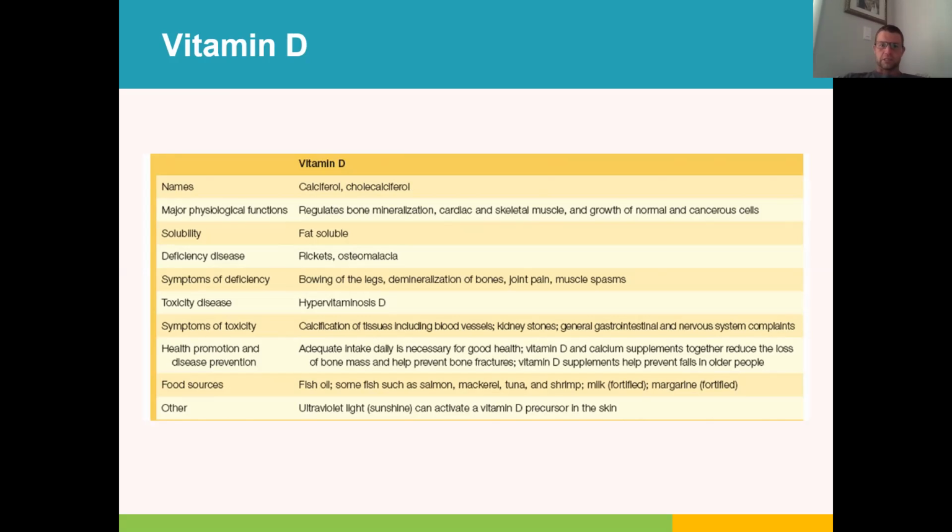Food sources: fish oil, some fish such as salmon, mackerel, tuna, shrimp, fortified milk; margarine also is fortified with it. We also get it from the sun, right? So living in South Florida, go out, get you some sunshine, right? You don't have to be out there so long.